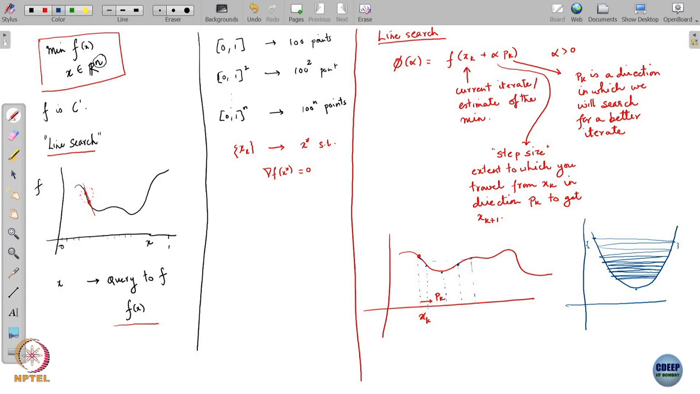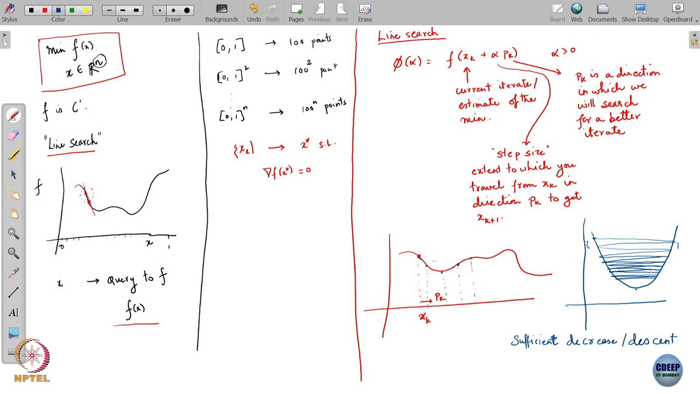So the first thing one looks for when you want to choose the right alpha in a line search, and by the way, this is called line search because what we are doing is a unidimensional search along the line, along the direction pk, is what is called sufficient decrease or sufficient descent. That means that when we are doing line search, every step should actually give us a sufficient amount of descent.